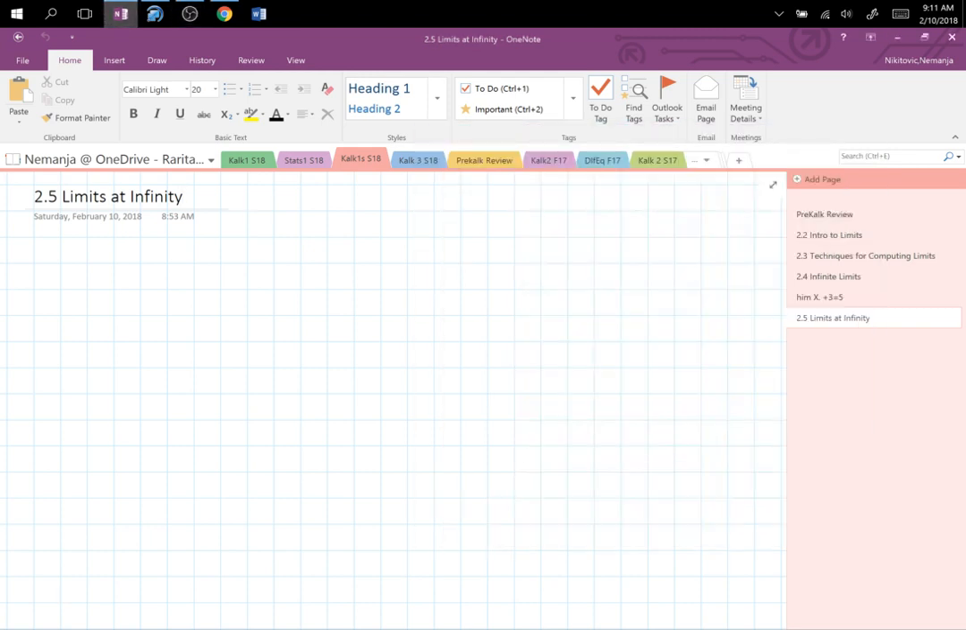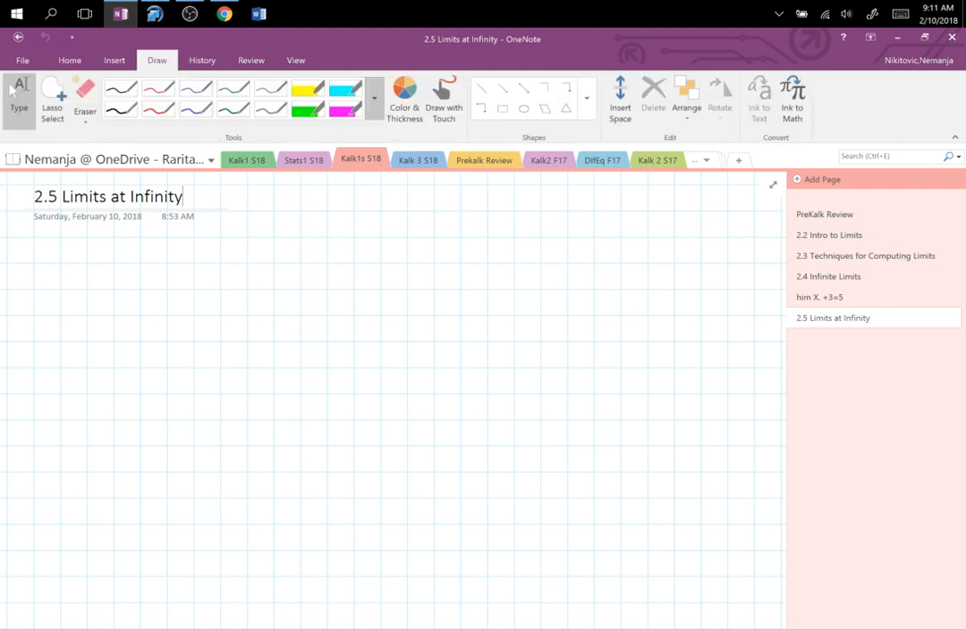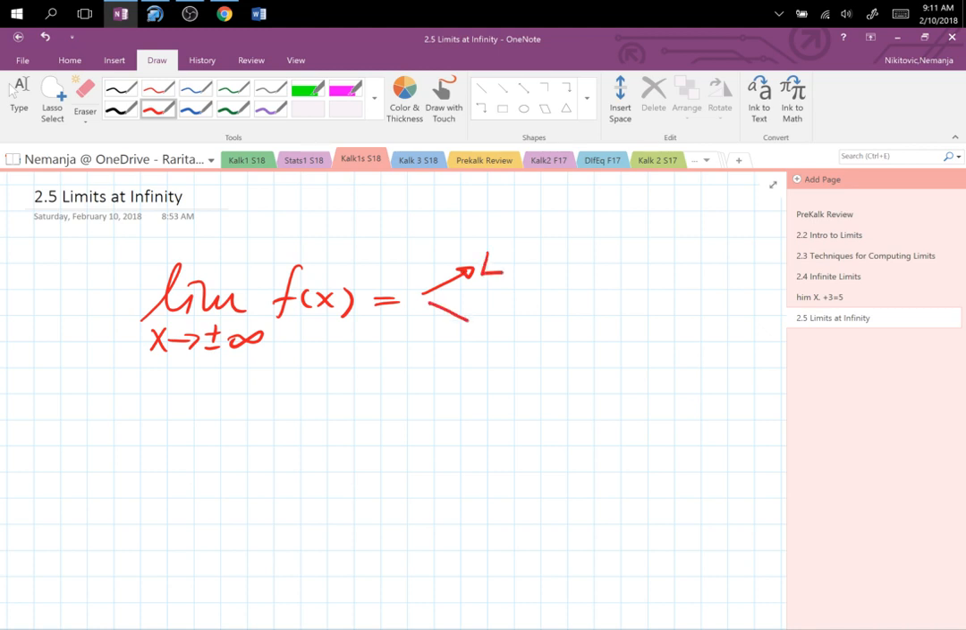So we are focusing on the situation where the limit as x approaches either positive or negative infinity of a function is going to give us either a finite value or one of the infinities. So this is limits at infinity. We are looking at what's happening at negative infinity or at positive infinity.